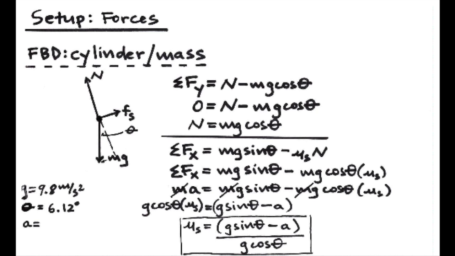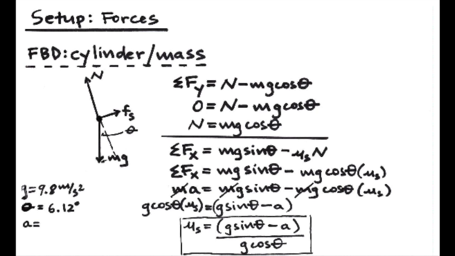Then we have the sum of the forces. In the y direction, it is the normal force minus mg cosine theta due to the angle, which we found from trig in the last section to be 6.12 degrees. And in the x direction, it is mg sine theta minus the coefficient of friction times the normal force, which is mg cosine theta, by solving the sum of forces in y. And if you do some substitution and rearranging, you find that the coefficient of friction is equal to the quantity gravity sine theta minus the acceleration, over gravity cosine theta.